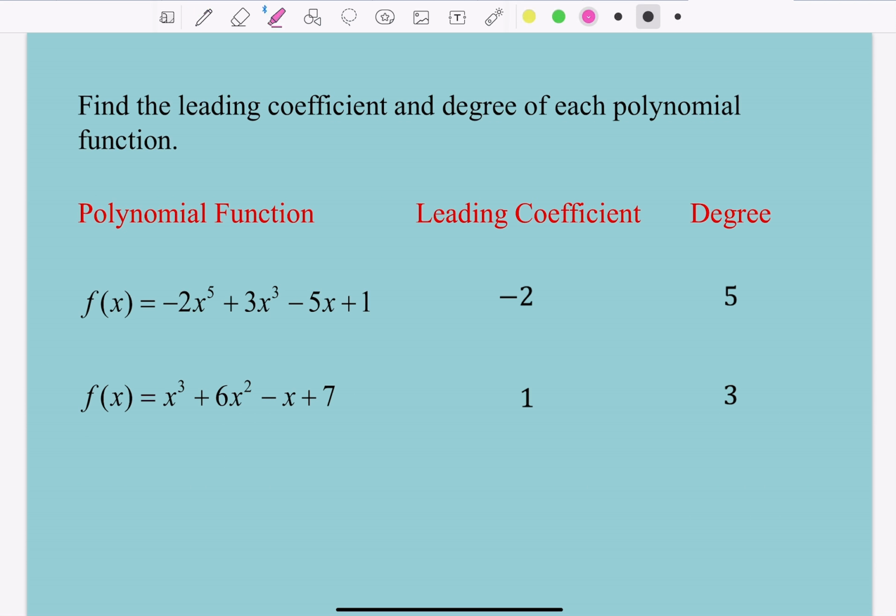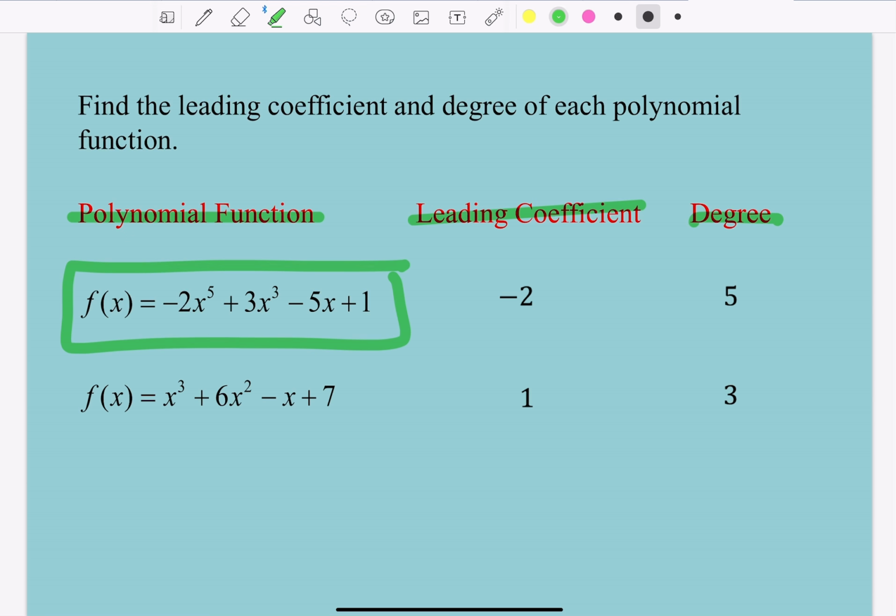Okay, so here we're going to identify the polynomial function, leading coefficient, and the degree. So here's a function given to me. And what is the leading coefficient? Leading coefficient is the very first number with the highest exponent of the variable, which is -2 in this case, and the degree will be 5. The highest exponent is the degree. Next case, the highest exponent is 3, so that's the degree, and the number in front of that term is 1. So leading coefficient is 1.